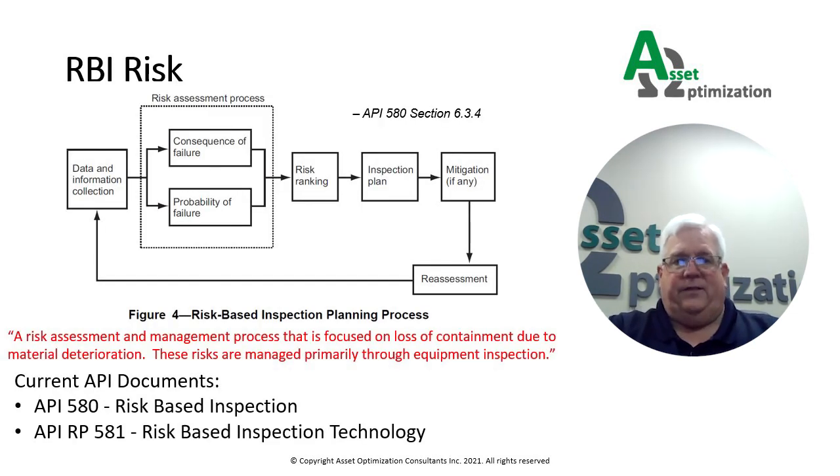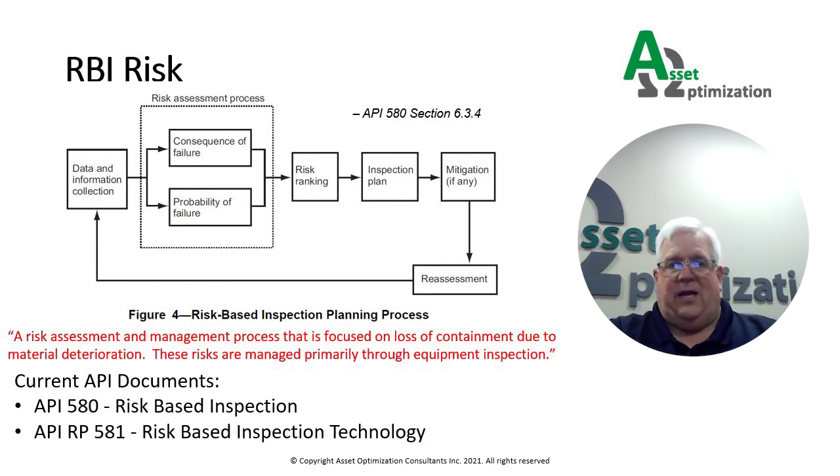Understanding all of the previous information that's been presented now allows us to answer the question, what is RBI risk? And that question is best answered in one of the API documents themselves, API 580, Risk-Based Inspection. RBI risk, by definition, API section 4.1.40 states, a risk assessment and management process that is focused on loss of containment due to material deterioration. These risks are managed primarily through equipment inspection. That's what it is, folks.